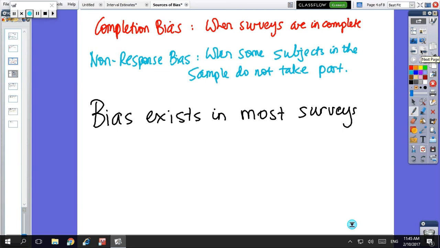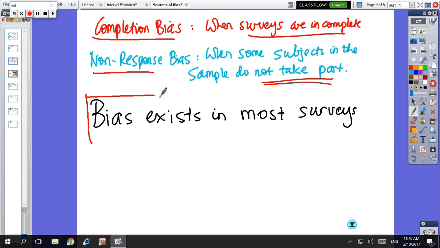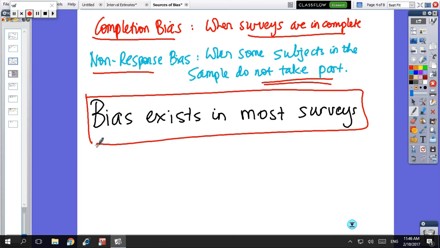A couple more. We've got completion bias when you don't have surveys finished, and non-response bias when some people in the sample don't take part. They refuse to take part. So in the end, most surveys are going to have some sort of bias. It's just a matter of recognizing that there is bias and trying to avoid it. Okay, come across when you're ready.